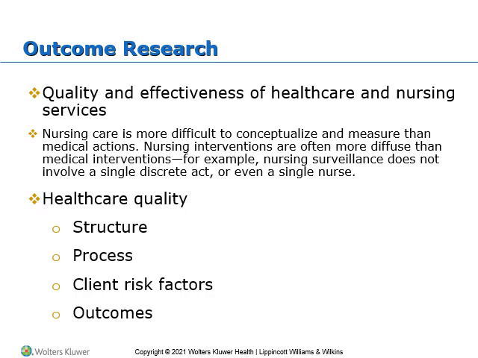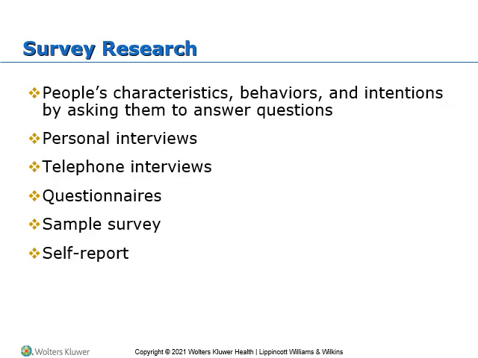We know that client risk factors impact patient outcomes, and so we see that it's not just usually one thing that will impact nursing interventions. So you need to keep that in mind when you're setting up studies if you're involved in healthcare research. So there's all different kinds of research. One type is survey research. Pretty easy. We know that we can do personal interviews, telephone interviews, questionnaires, do a sample survey, and then do self-report. So these are just different ways of doing quantitative research using surveys.